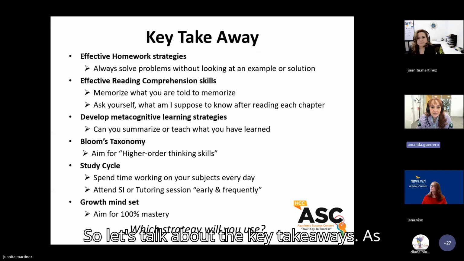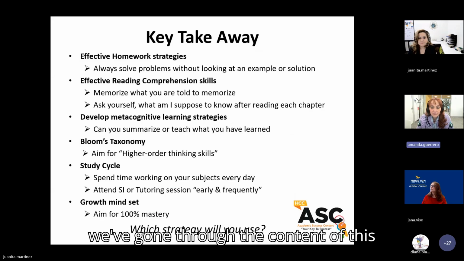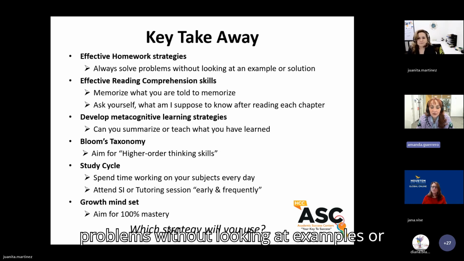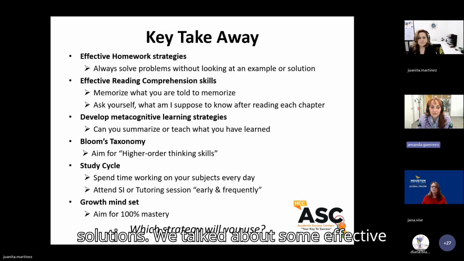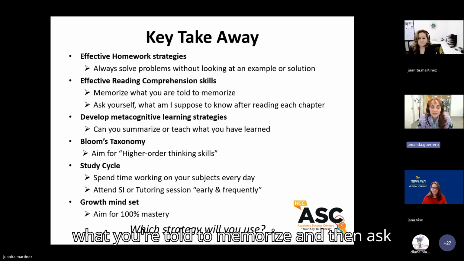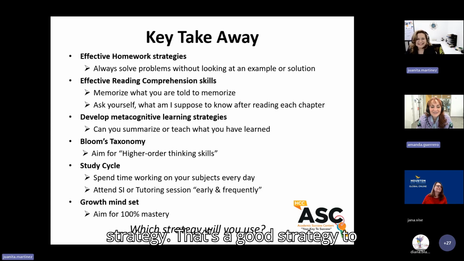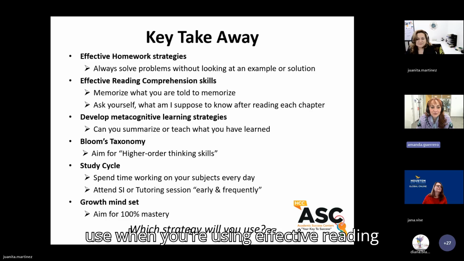So let's talk about the key takeaways. As we've gone through the content of this workshop, we talked about effective homework strategies, always solving problems without looking at examples or solutions. We talked about effective reading comprehension skills. Memorize what you're told to memorize, and then ask yourself, what am I supposed to know after reading each chapter? I love the SQ5R strategy. That's a good strategy to use when you're using effective reading comprehension skills.